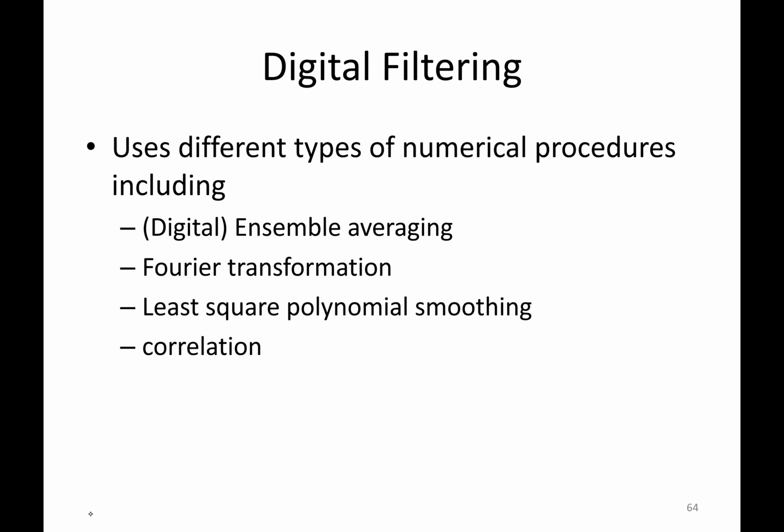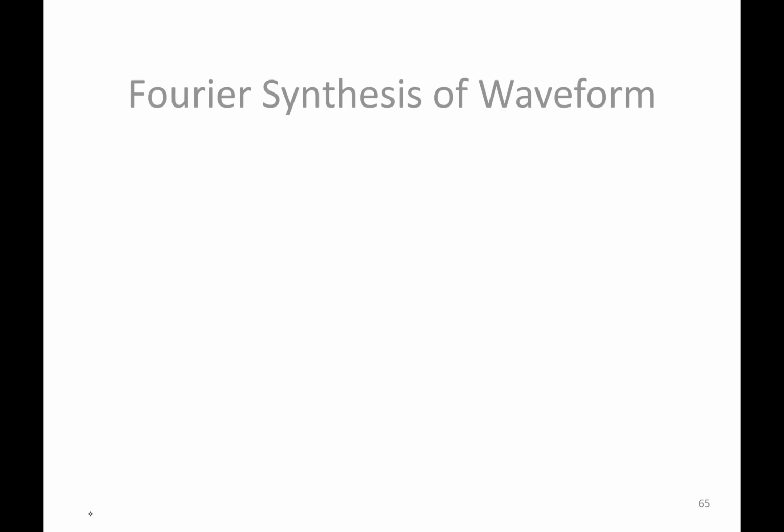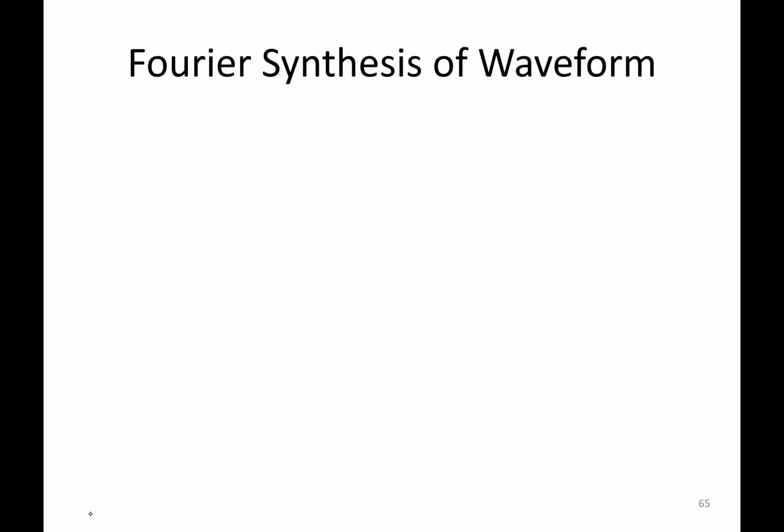So I want to go next to an important concept here. We have talked about ensemble averaging, that's digital, and so is boxcar averaging. Then there is Fourier transformation, FT-IR, FT-NMR, FT, whatever. We use this all the time. So let's talk about Fourier synthesis and the Fourier transform. This comes from math. FT. Have you covered this in math? Fourier transform or Fourier series.